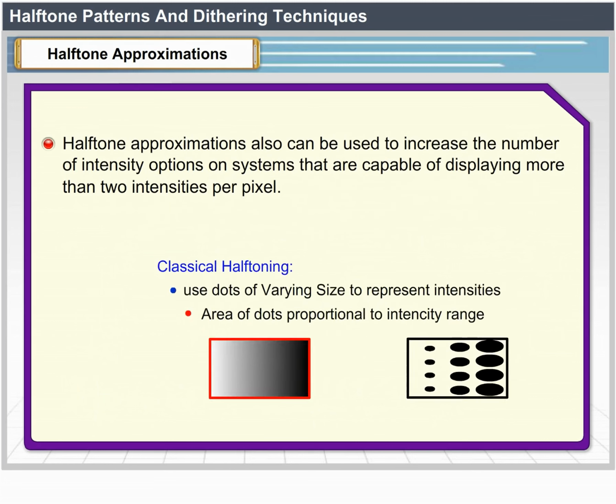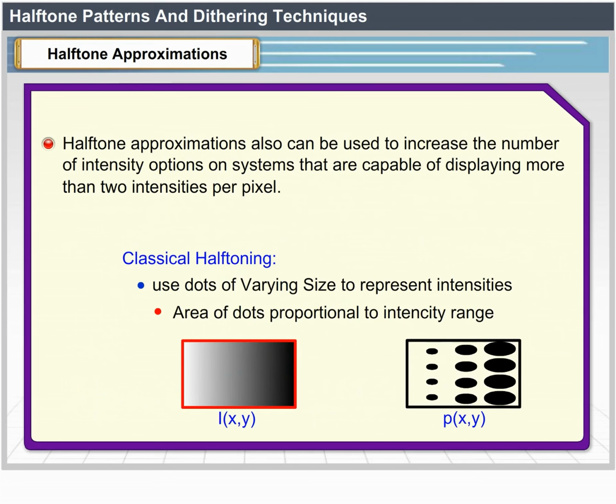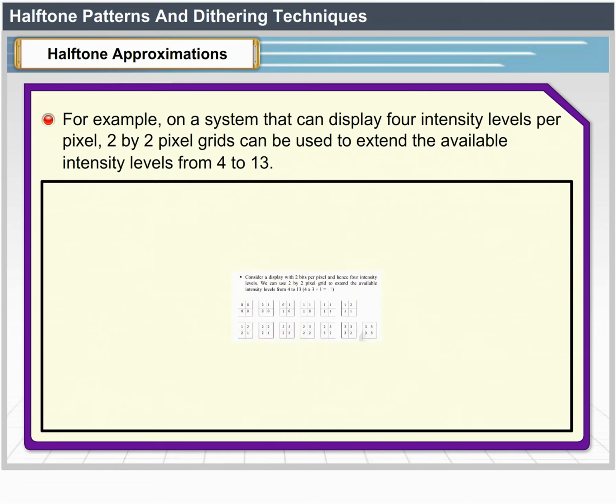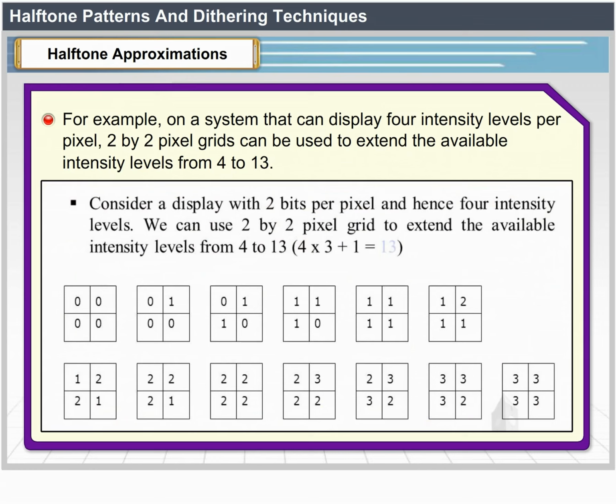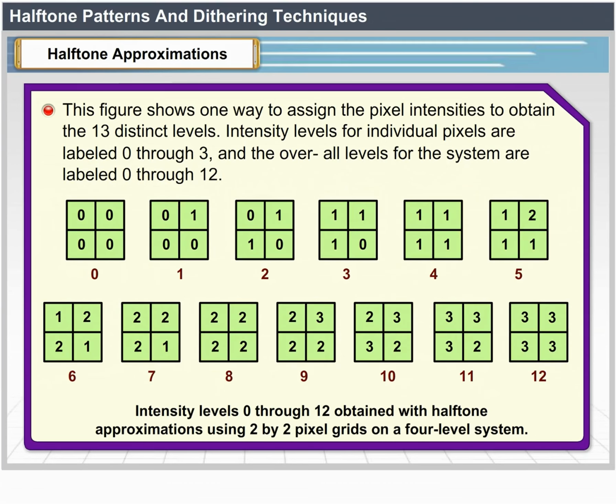Halftone approximations also can be used to increase the number of intensity options on systems that are capable of displaying more than 2 intensities per pixel. For example, on a system that can display 4 intensity levels per pixel, we can use 2 by 2 pixel grids to extend the available intensity levels from 4 to 13. This figure shows one way to assign the pixel intensities to obtain the 13 distinct levels. Intensity levels for individual pixels are labeled 0 through 3, and the overall levels for the system are labeled 0 through 12.